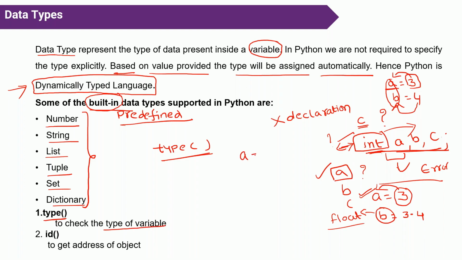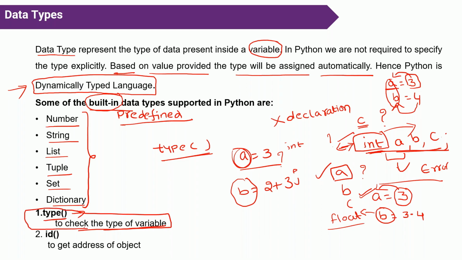For example, a is equal to 3. Now, what is the type of a? I know it is an integer, but you don't know initially. For example, b is equal to 2 plus 3j. You don't know what is the type of b. So, by using this type function, we check the type of the variable. Clear?